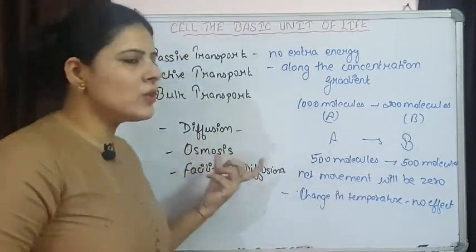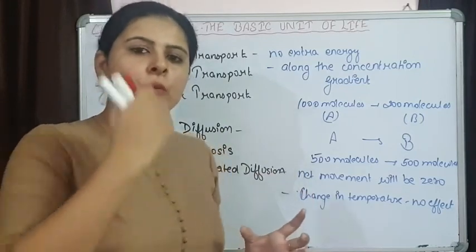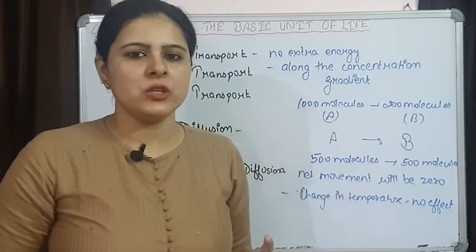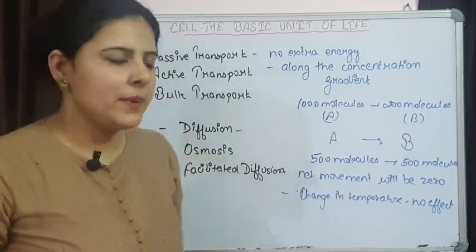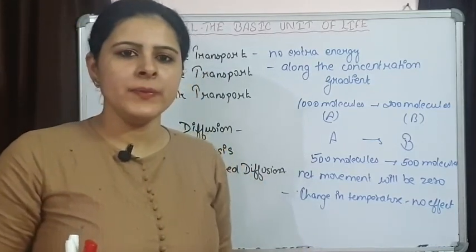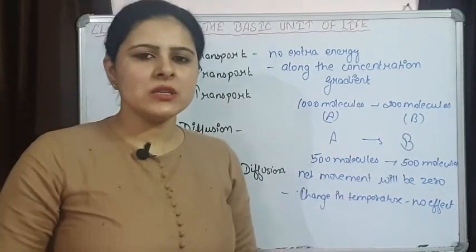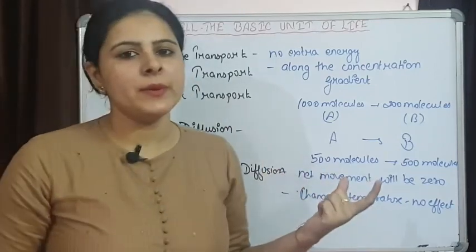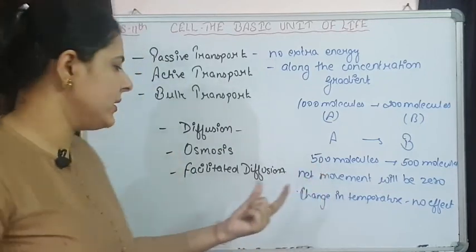While osmosis is, there is movement of solvent from their higher concentration to their lower concentration, plus there is requirement of a semi permeable membrane. So in osmosis only the solvent moves. Where the solvent concentration is higher, the solvent will move towards low concentration, and that too through a semi permeable membrane, that is osmosis. Again energy is not required.